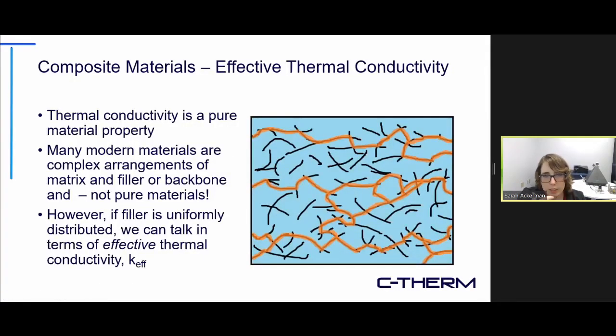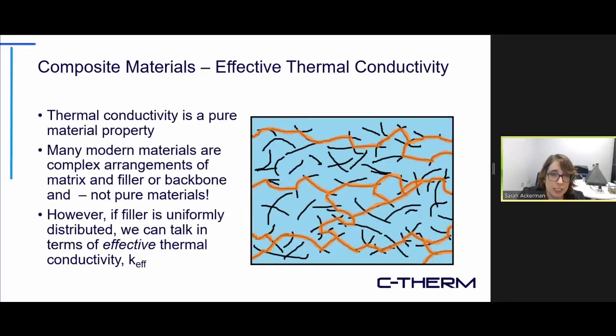And so I mentioned before that thermal conductivity is an intrinsic property of a pure material. But oftentimes when we're dealing with modern composite materials and such, you might have something more similar to what you see on the right-hand side of the screen, where you might have this blue matrix and these black filler materials trying to make the more efficient heat pathways that you see highlighted in orange there. And the goal there is to basically, with the filler material, improve the thermal conductivity of the composite material relative to the performance of the pure matrix.